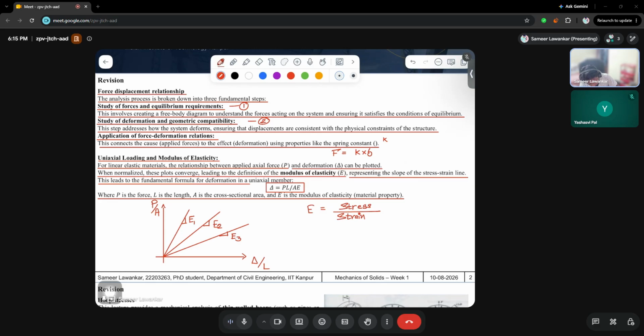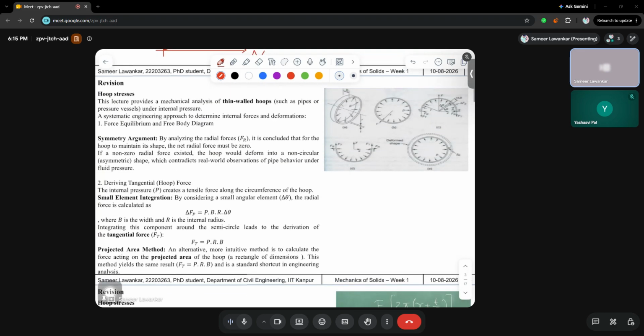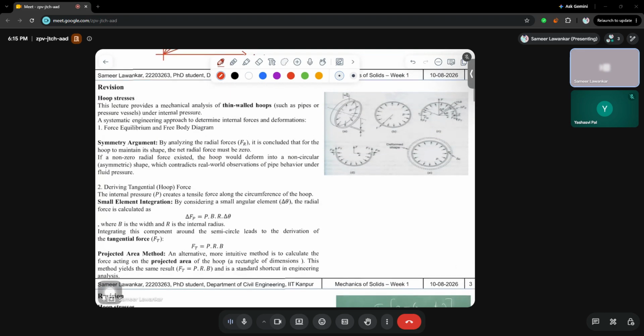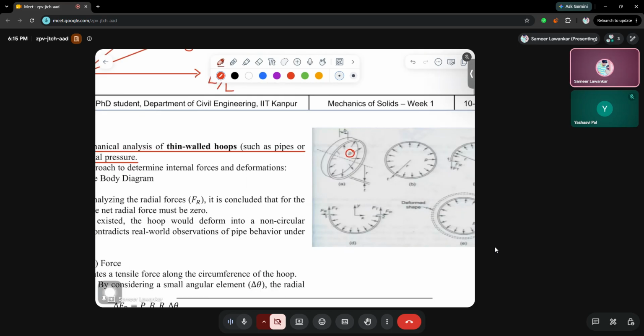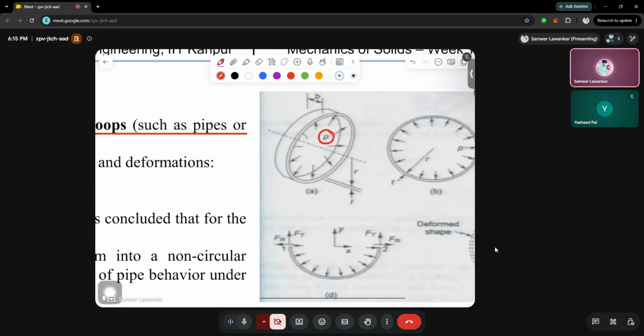Fine. So this thing is done. Next thing is regarding the hoop stresses. So this is the second concept. What are hoop stresses here? The hoop stresses are basically the pressure which is exerted due to pipes or pressure vessels on the inside. So this pressure which is generated on the inside wall of pressure vessels or pipes is basically called hoop stresses.